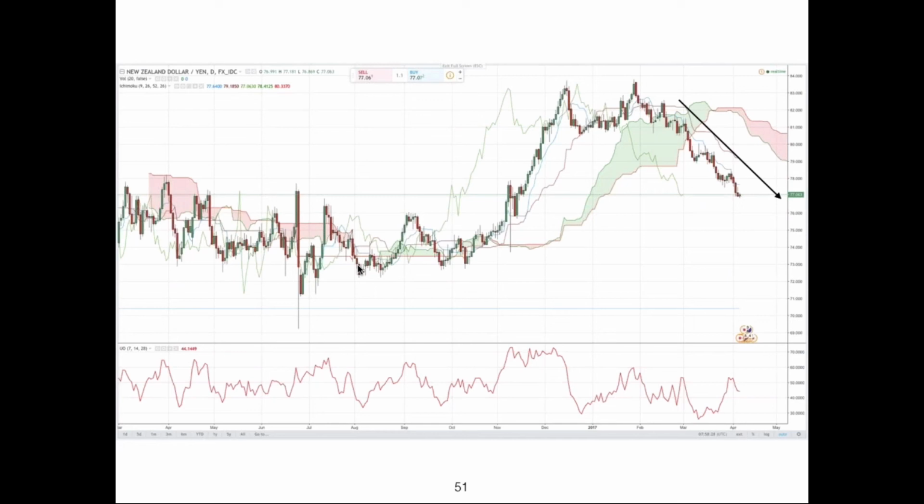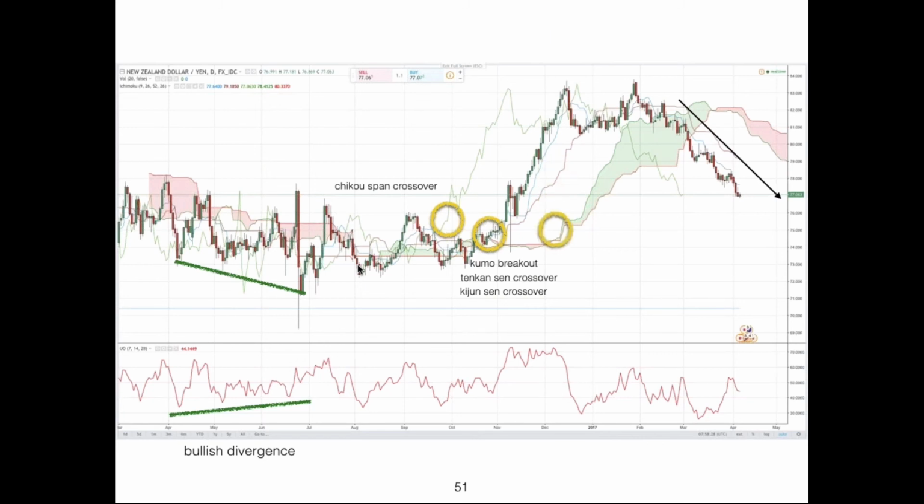Here's another example. The New Zealand dollar and Japanese yen currency pair. First, we find a regular bullish divergence signaling the reversal. Then there was a Kumho breakout, the Tenkan-sen crossover, and a Kijun-sen crossover, and a Chikou Span breakout. Then prices started to trend upward.